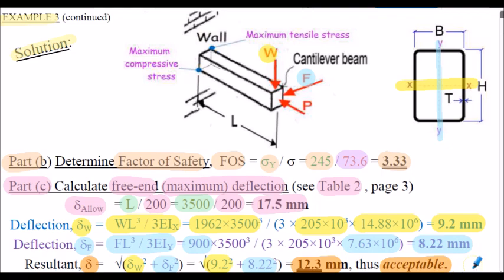So there's the full worked solution for example 3. It's a more complicated question in that we're bending in 2 directions, and we also have the applied compressive force from load P acting on our beam.